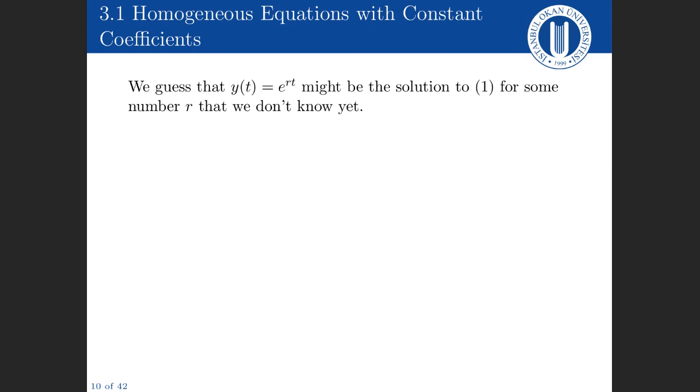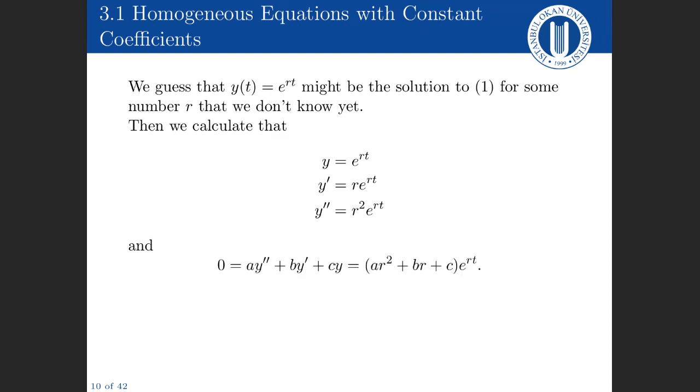We're going to guess that y is equal to e to the power rt, some number r which we don't know yet. And we're going to calculate derivatives, y prime and y double prime, and put these into the differential equation. You'll find that in ay double prime plus by prime plus cy, everything includes e to the rt, so we can take this out. And we are left with ar squared plus br plus c. And this must be equal to 0.